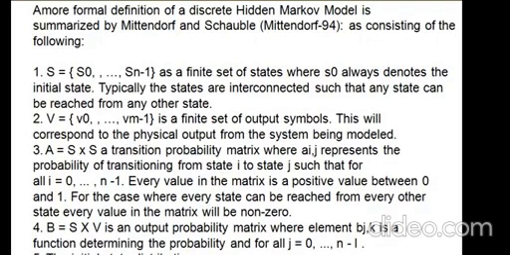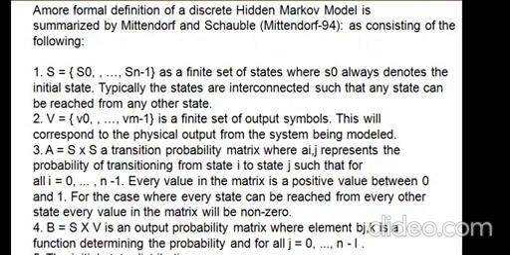And coming to the third point, A equal to S into S. That means A is a matrix. If your model contains 4 states, then A is a 4 into 4 matrix. It is a transition probability matrix where A of i comma j represents the probability of transitioning from state i to state j, such that for all i equal to 0, 1, and so on to n minus 1.